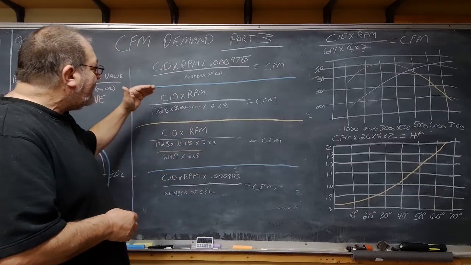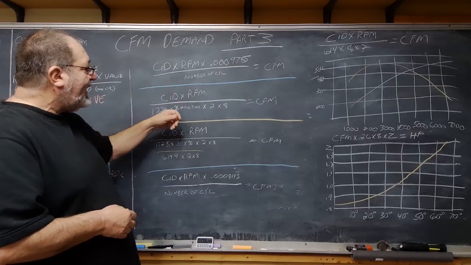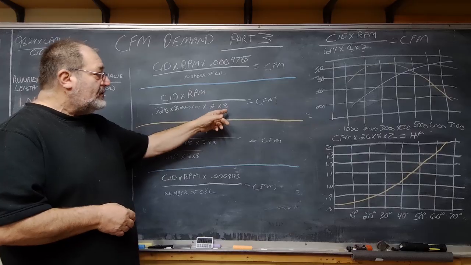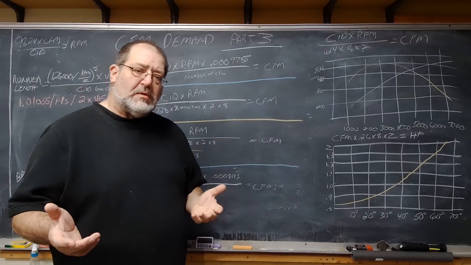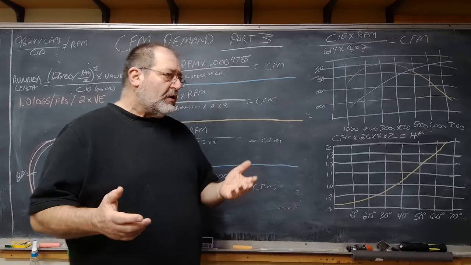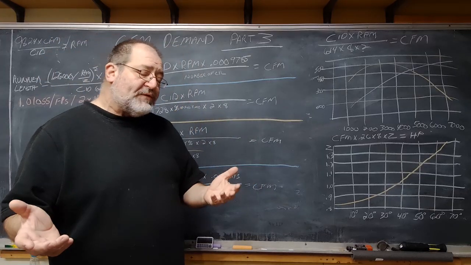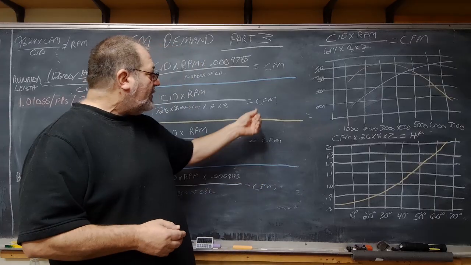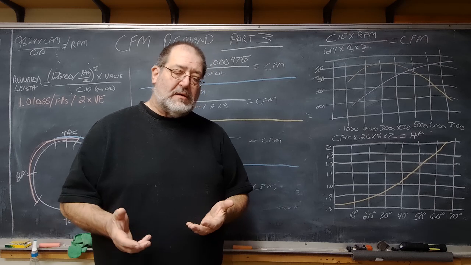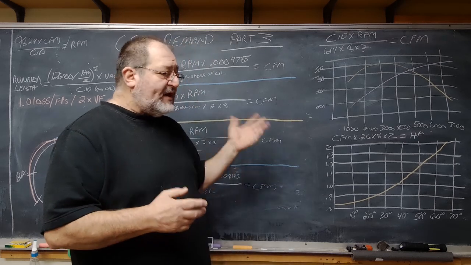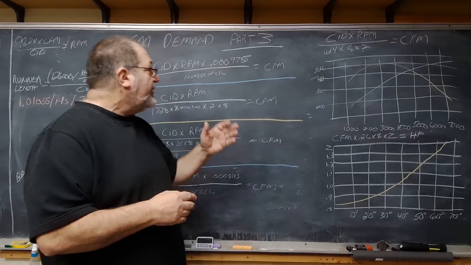Well, if you take CID times RPM divided by 1728 times 2 times 8, you get a really low CFM number. It's unusable. If you've got a head that flows 300 CFM, and you're looking at a CFM number down here that's maybe 97, that's unusable. It doesn't give you any good information. And that's why we don't just do the basic thing.